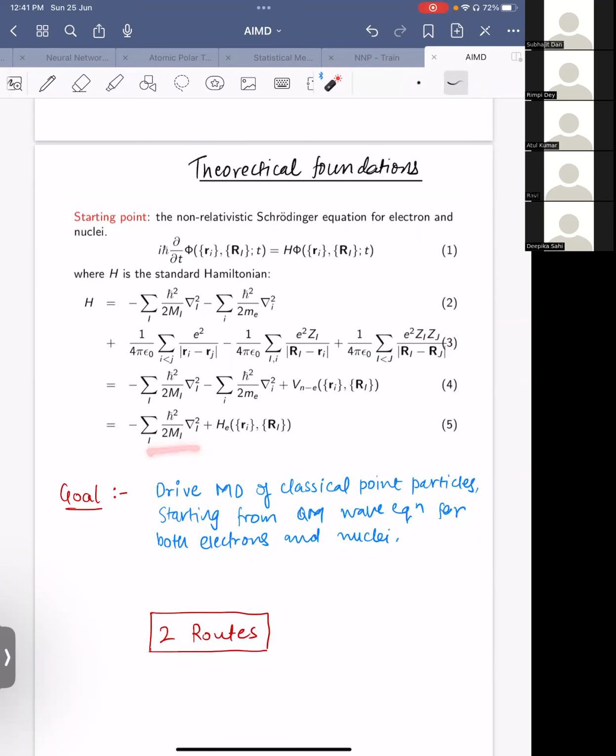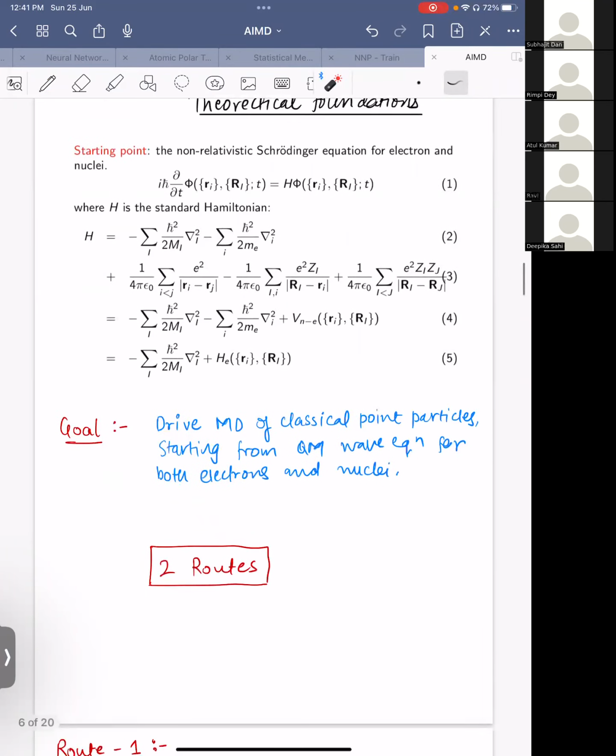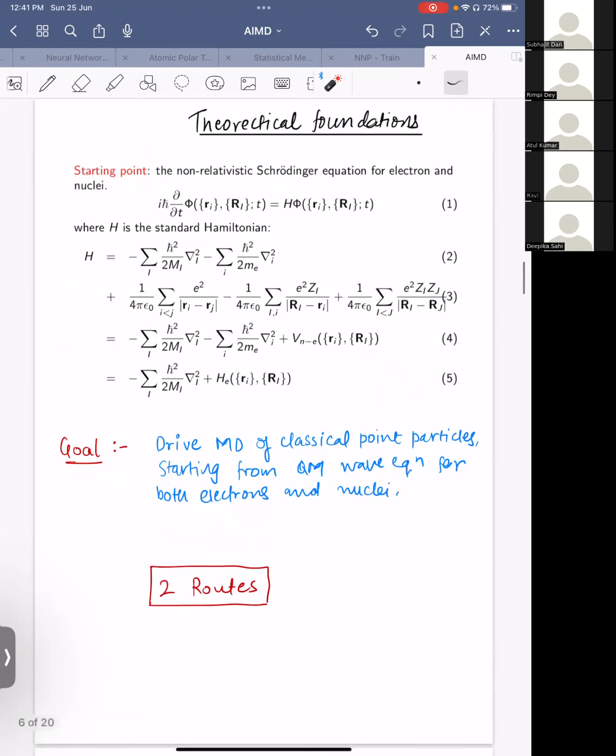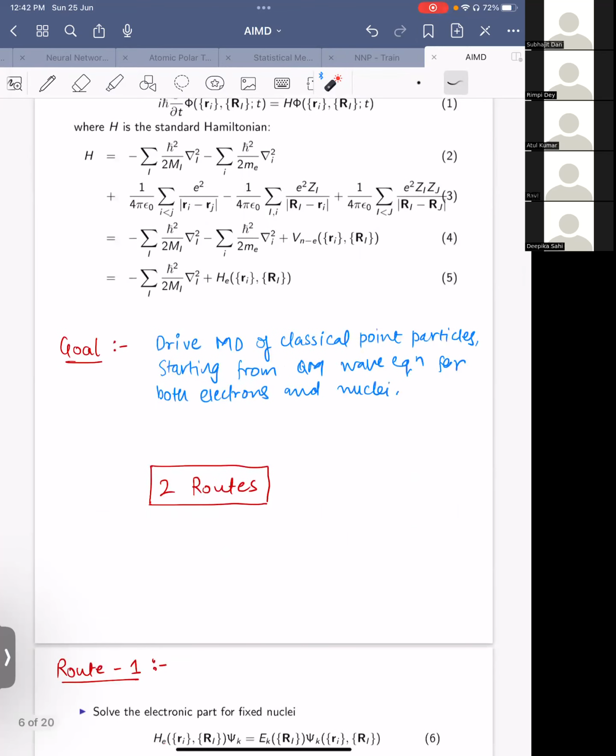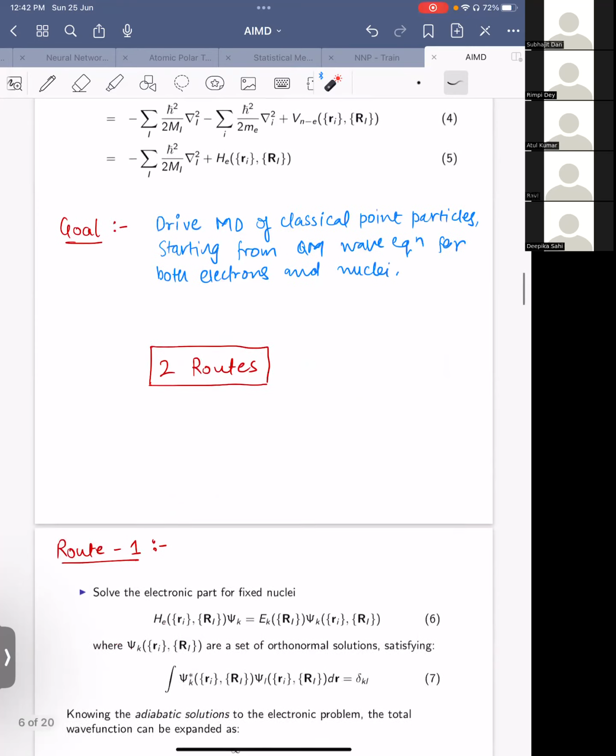This is the nuclear kinetic energy. This is the electronic Hamiltonian. So this is our Hamiltonian, and this is our time-dependent Schrodinger equation. Now our goal is to derive molecular dynamics simulation of classical point particles, starting from the quantum mechanical wave equation for both electrons and nuclei. There are two methods to do that.